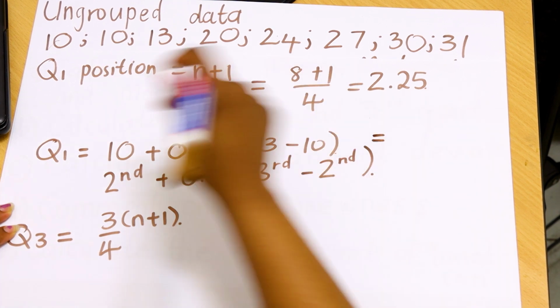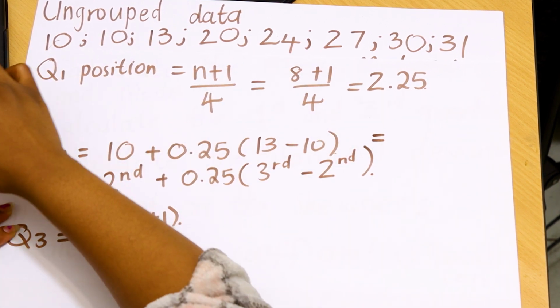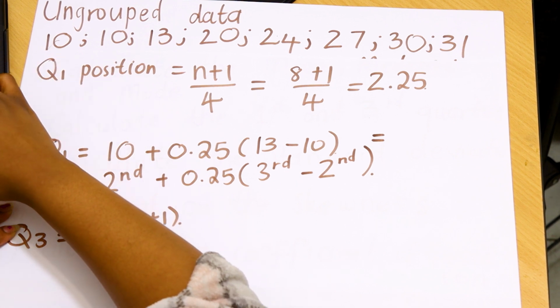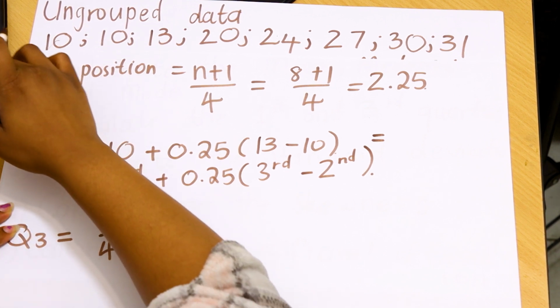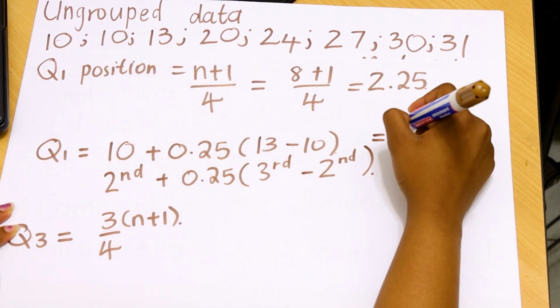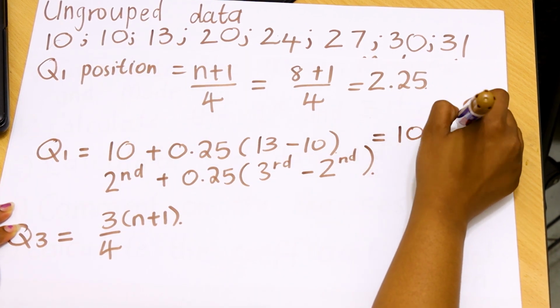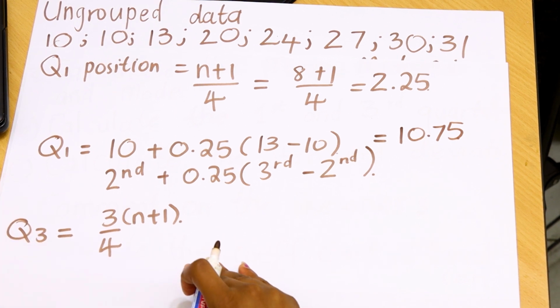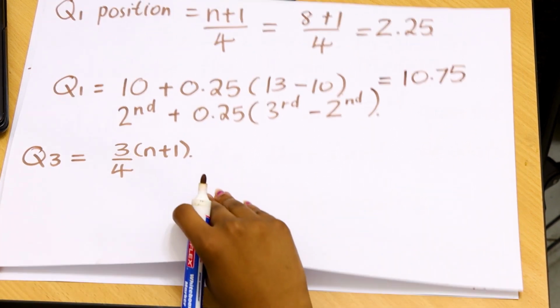Then what is that going to give us? It's 10 plus 0.25. It's 10.75. So our Q1 value is therefore 10.75.